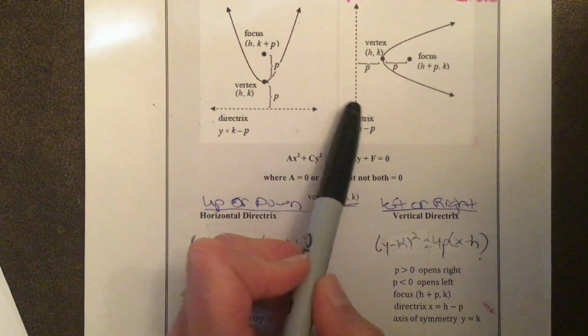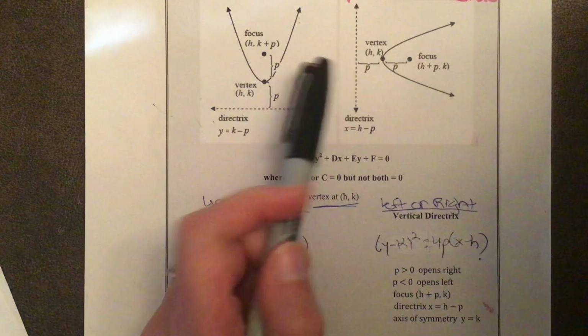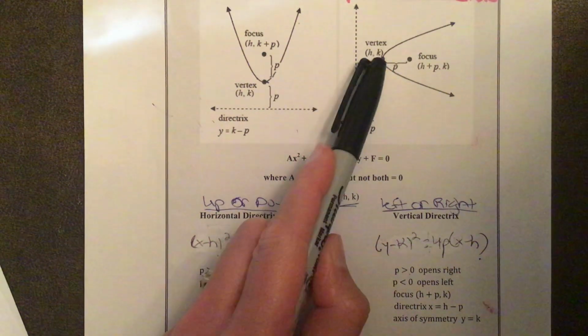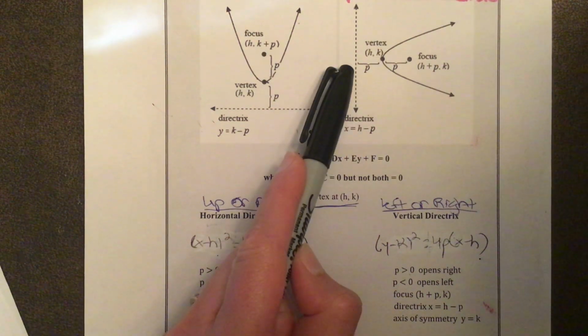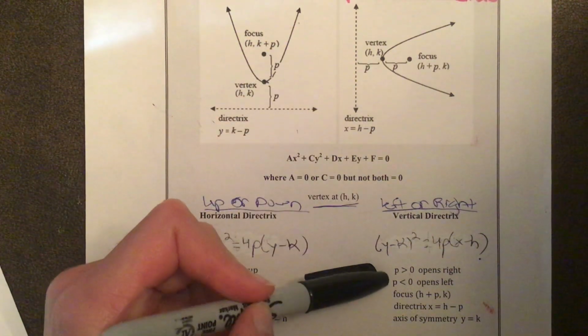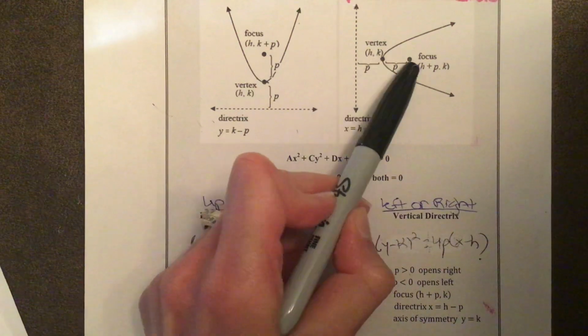And then you would start at your vertex, and if the p is positive here, it would open to the right. You'd move in a positive x direction. So you'd move this way to get to the focus and this way to get to the directrix. This time your directrix is a vertical line. If the p was negative, it would be just the opposite. You'd start here and go this way to get to the focus and this way to get to the directrix.